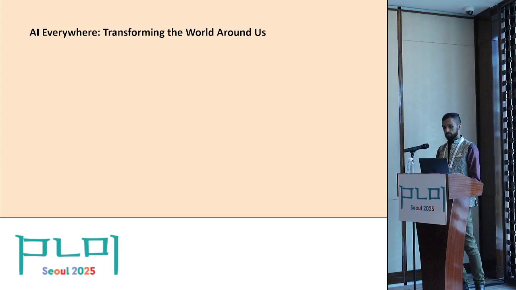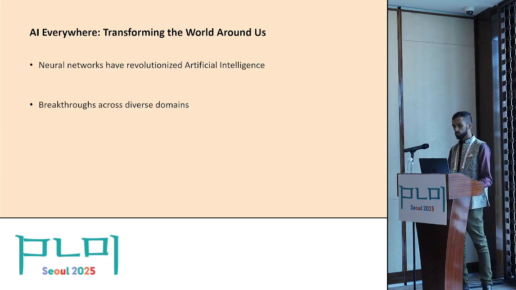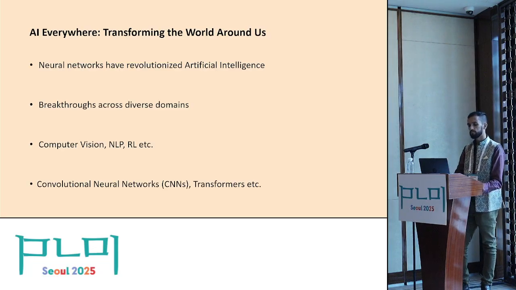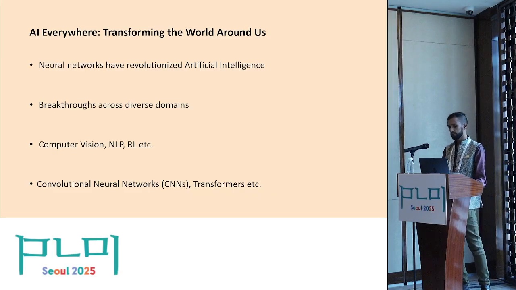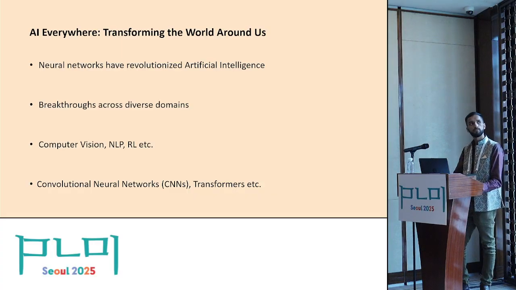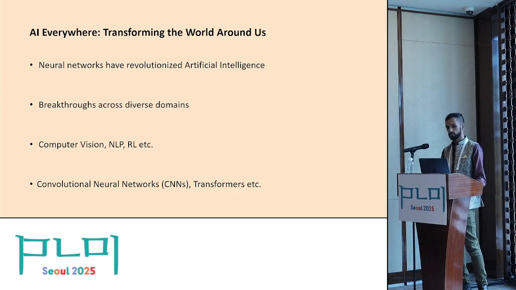In modern times, AI has transformed the world around us via multiple breakthroughs across diverse domains like computer vision, natural language processing, and reinforcement learning. And today we have multiple different types of neural networks for specific domains, like CNNs for image processing and transformers for the NLP domain.